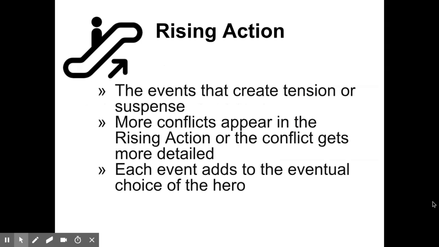Then we're going to talk about the rising action. These are the events that take place during the bulk of the story. Each time we turn the page, something new and exciting is happening. More conflicts appear, or the conflict that started in the beginning gets more and more detailed, and we find out more about it. All of this is adding to our eventual choice or decision that our hero has to make. That's the rising action, and it's what's called the page turner, so it keeps us interested in the story.